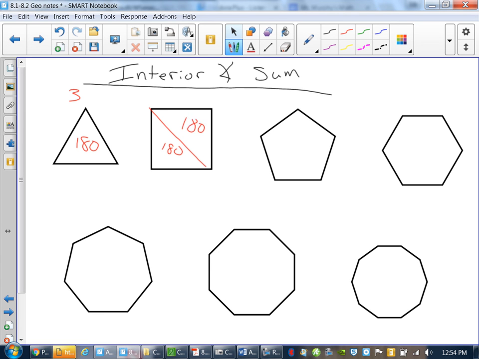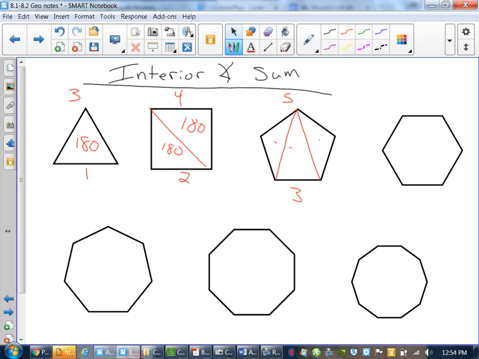So, that was funny. How many sides was that? There were 4 sides. How many triangles fit on the inside? 2. Oh, this had 3 sides. How many triangles fit on the inside? The pentagon has how many sides? 5 sides. Which means, how many non-overlapping triangles will I be able to make? 3. 1, 2, 3. There are 3 non-overlapping triangles.